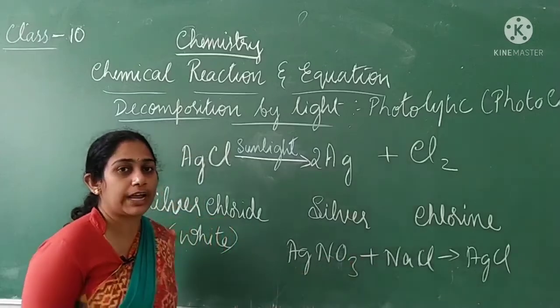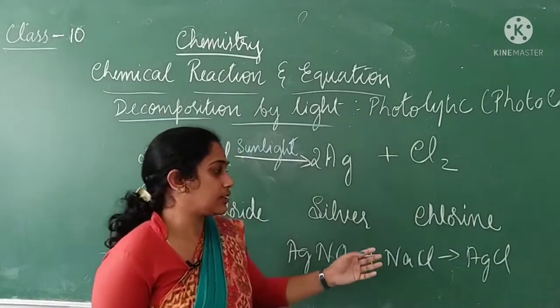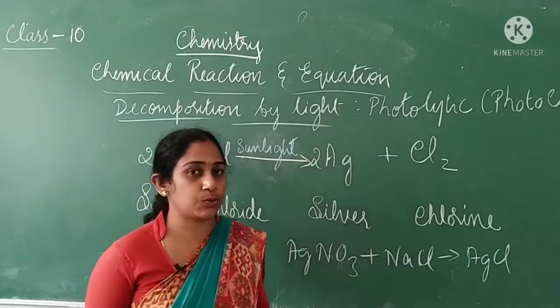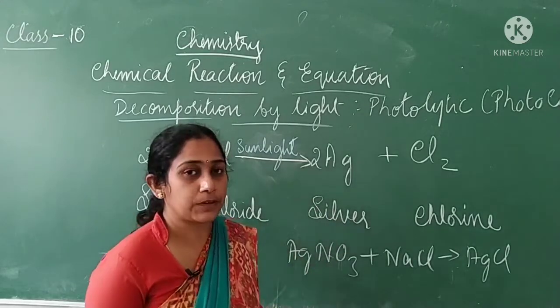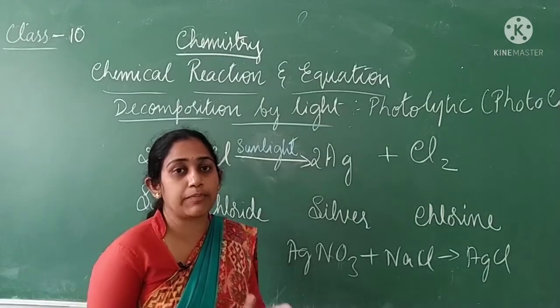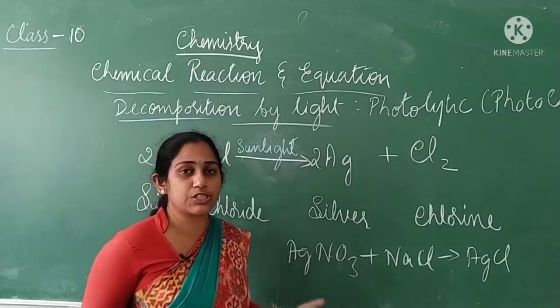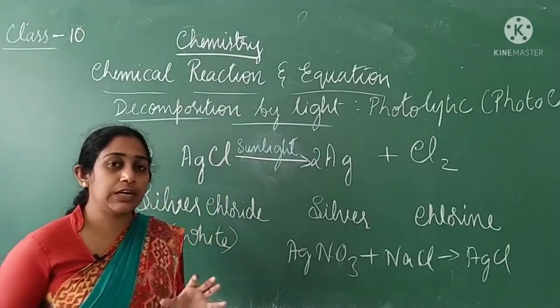This silver chloride is very much sensitive to light. So it has to be stored in a dark container in a dark room because it is sensitive towards light. How is it sensitive towards light? When it is exposed to light, it will break down. It will undergo decomposition to form smaller products. So it will always be stored in a dark container.